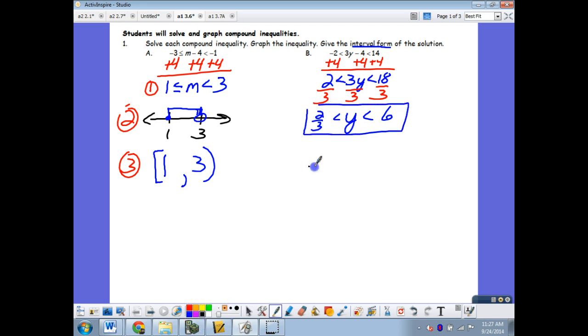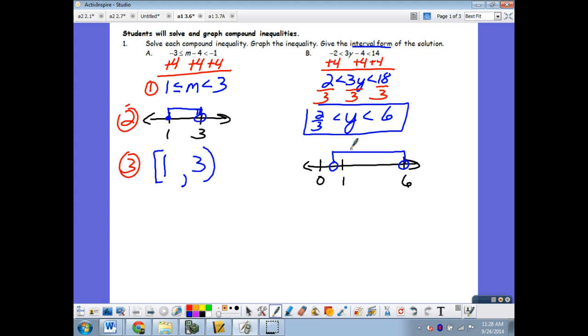The graph, 2/3 is between 0 and 1, so I'm going to put 0 and 1 here, and then 6 will be down here. And y is between those two. Now at 2/3, which is a little bit closer to 1, we're going to have an open circle because it's just less than. And at 6, we're also going to have an open circle, and we are shaded in between. Greater than 2/3, which is this way, less than 6, which is this way.